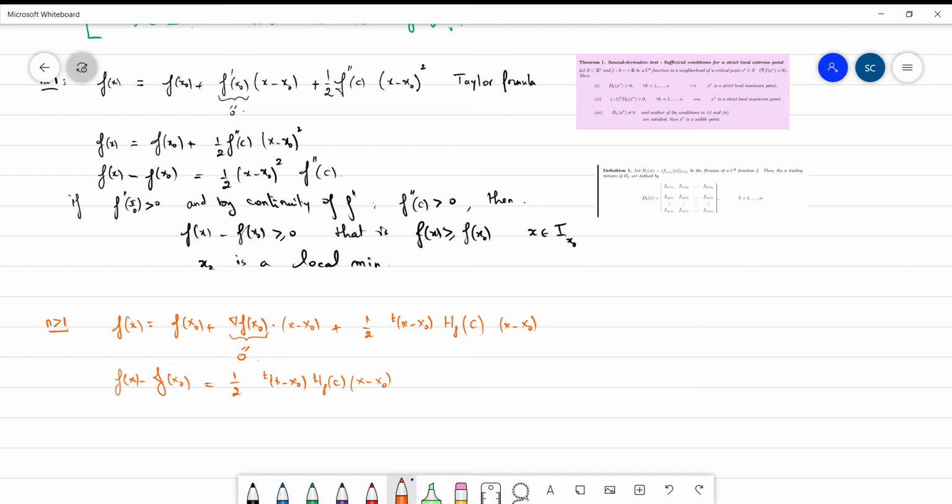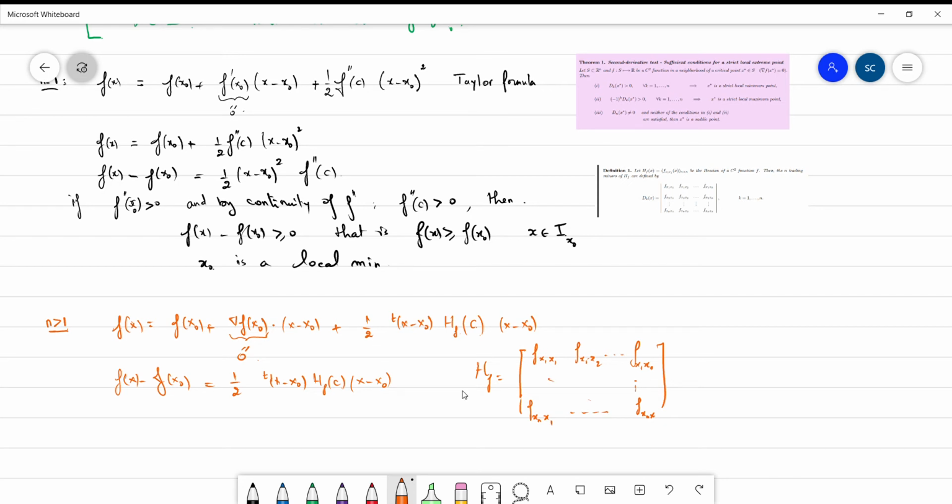Okay, it depends on the sign of this quantity and the sign of this quantity. So here I give you what is HF. It's the Hessian. Yes, we know what the Hessian is. It involves the second derivatives: fx1x1, fx1x2, etc., until fx1xn, and the last one here, fxnxn. Okay, so this is our Hessian matrix, fxnx1, and you continue.